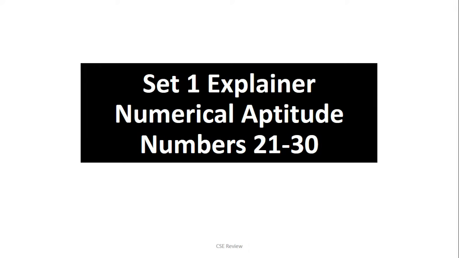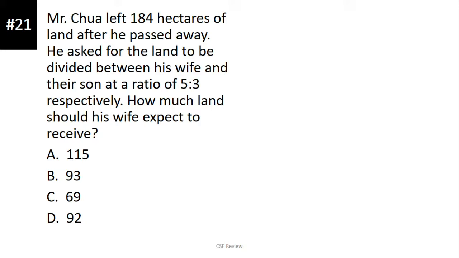Okay, let's talk about numbers 21 to 30. Mr. Chu left 184 hectares of land after he passed away. He asked for the land to be divided between his wife and their son at a ratio of 5:3, respectively. How much land should his wife expect to receive?